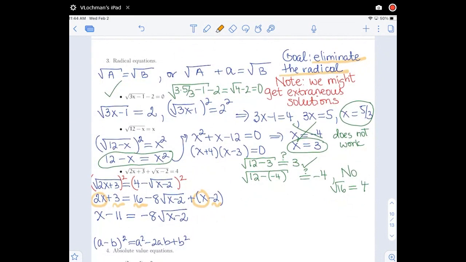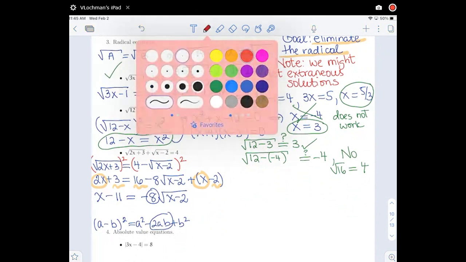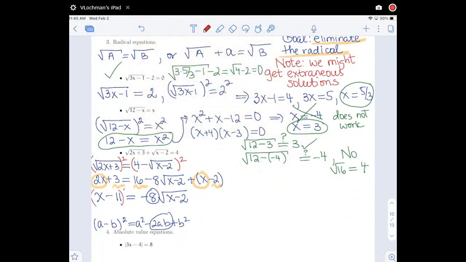Okay, how did I get 8? That's 2 times a times b, right? Double product of the 2. So 2 times 4 times the radical x minus 2. Okay. All right, so now I still need to get rid of that radical, so now I'm going to square this again. So you can see how it can get a little busy, right?